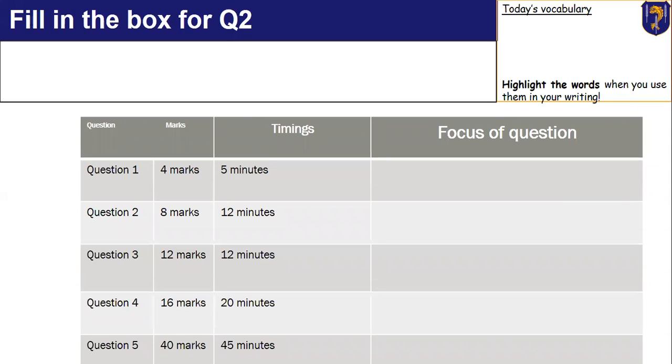Okay, so fill in the box for question 2. What is the focus of question 2, based on what I've just talked to you about? Fill it in. Pause the video now. Okay, so for question 2, the focus of our question is writing a summary. So writing a comparison summary about source A and source B.